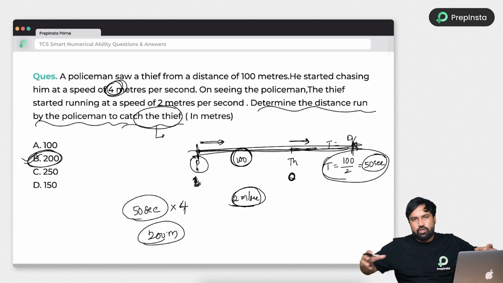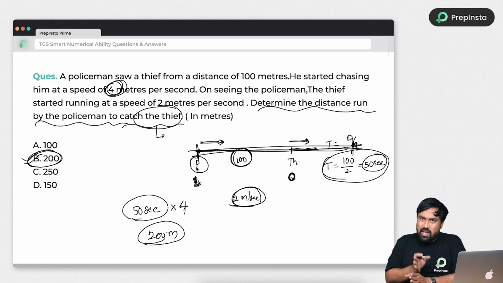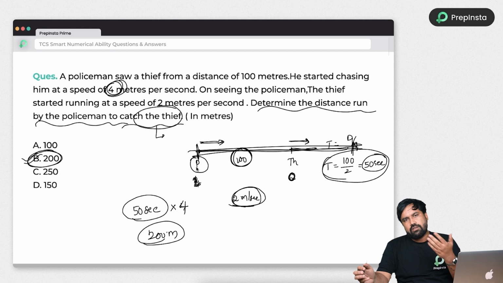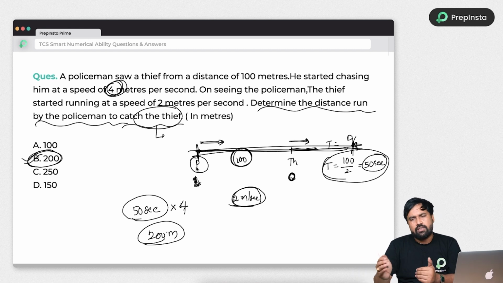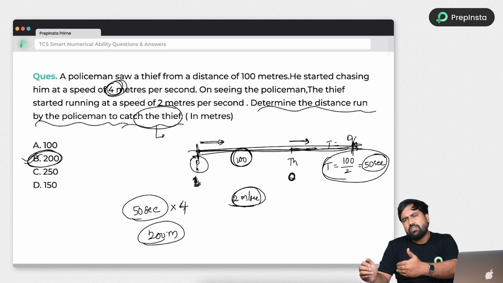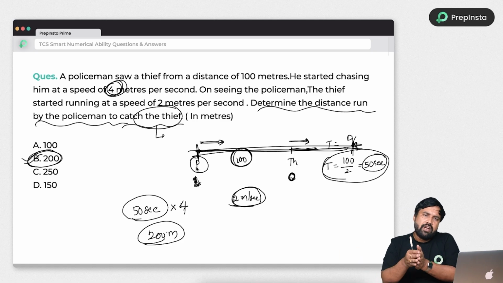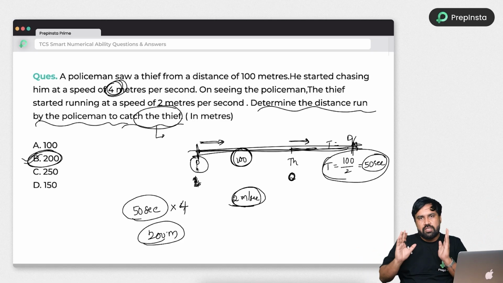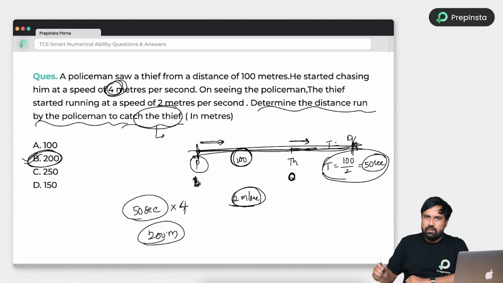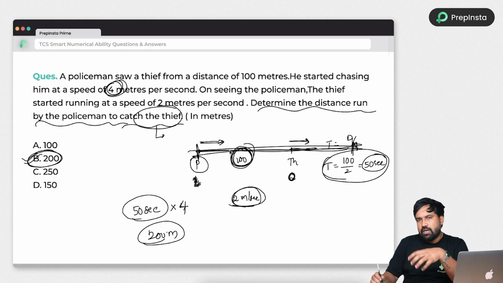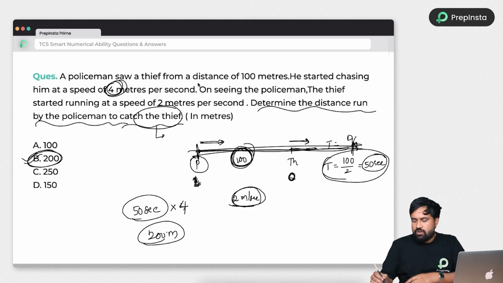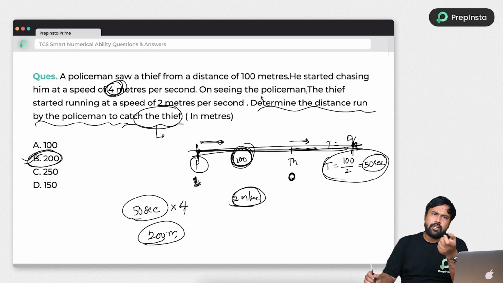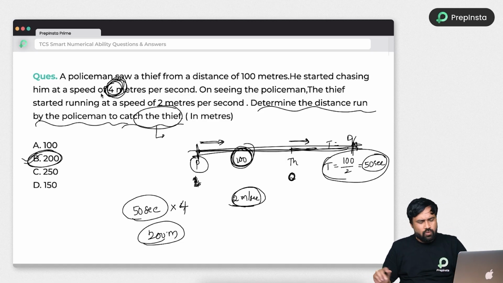So this is a very simple shortcut to do these types of problems, like in a running race. There is some gap between two racers, and one will go with this speed, another will go with this speed, and at what distance they will meet from the starting point, like that they will ask. So for these types of problems, always remember distance divided by the relative speed. It will give you the time, and multiply the time with the speed of the corresponding person. That's it. So very simple concept.